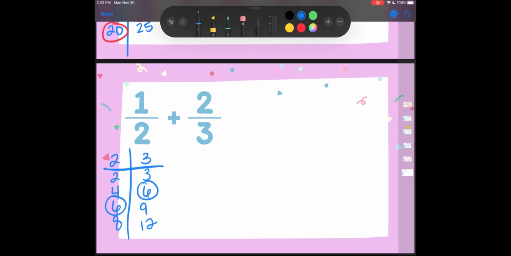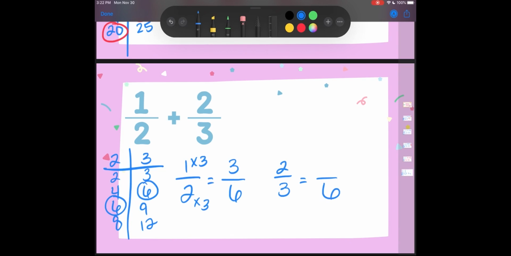2 is going to be 2, 4, 6, 8. 3 would be 3, 6, 9, 12. Well, looking at that, I can see that they both share 6. So they can both become sixths. So let's find their equivalent fractions as sixths. So 1/2 is being turned into sixths, and 2/3 is being turned into sixths.